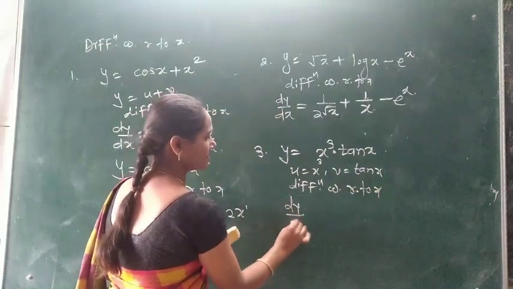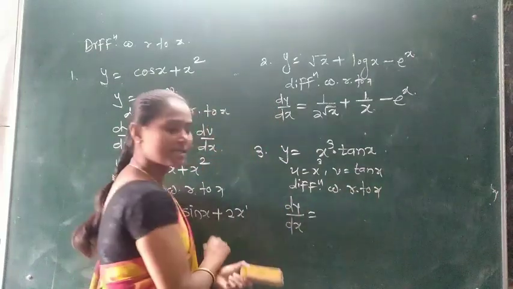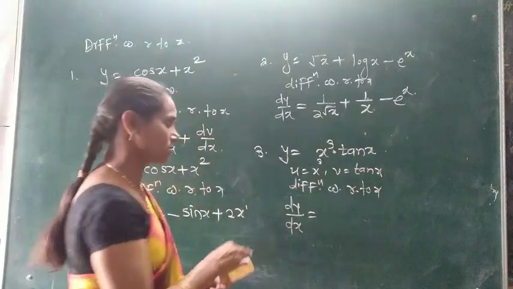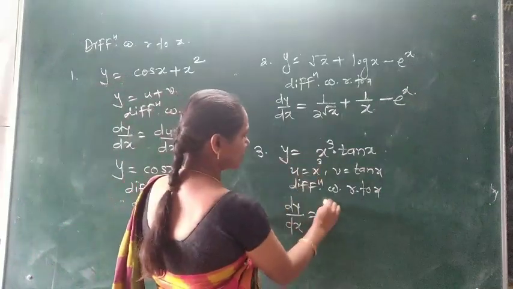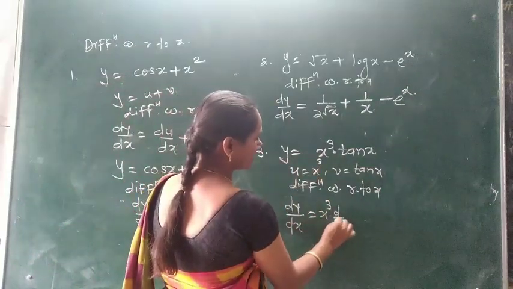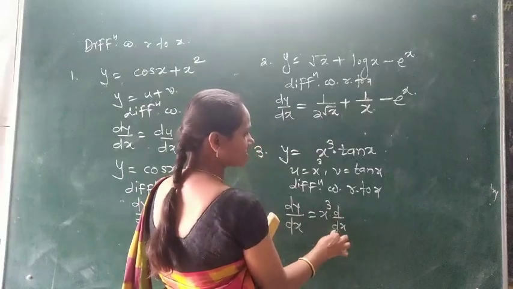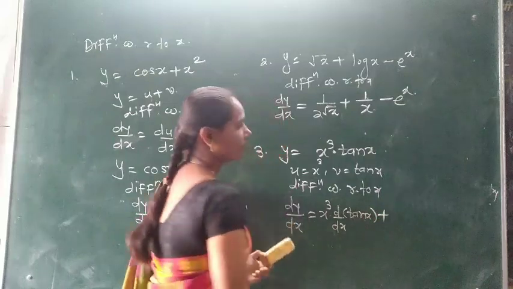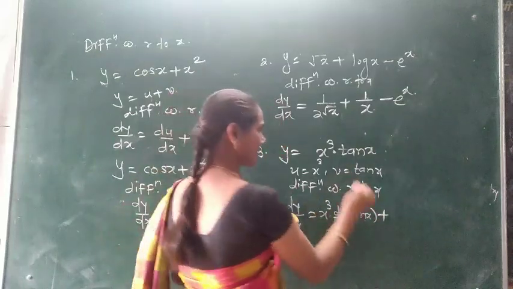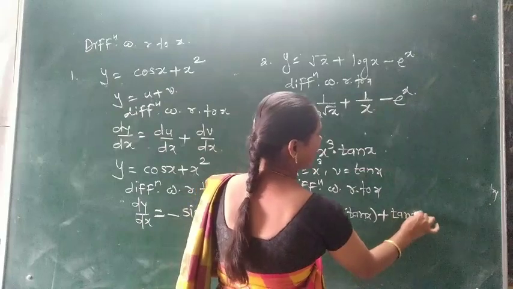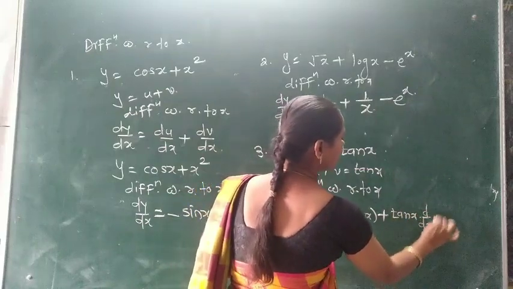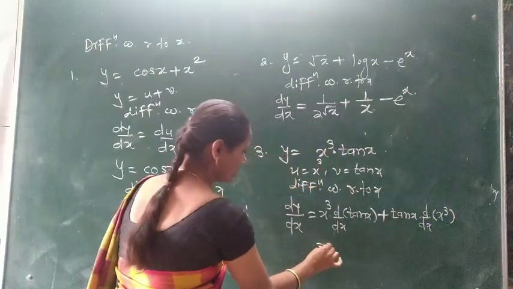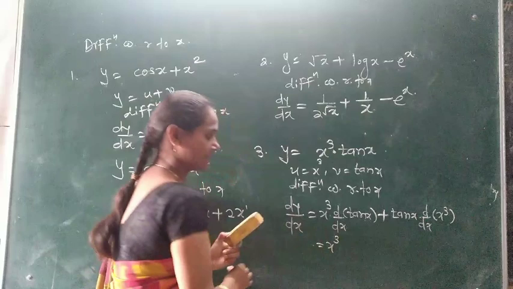So derivative of y, dy upon dx is equal to, what is the product rule? Keep first function as it is. So first function is what here? x cube into take a derivative of second. So d by dx of second function, tan x. Plus, now keep second function as it is. What is second function? Tan x. And take a derivative of first function. First function is x cube.